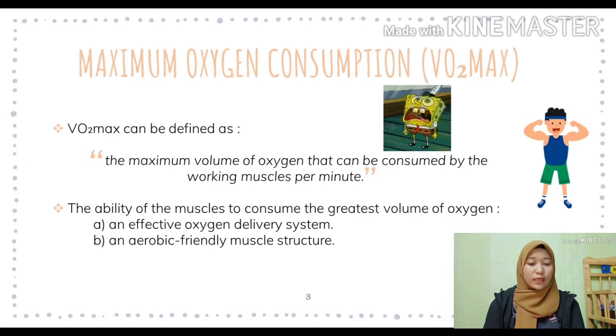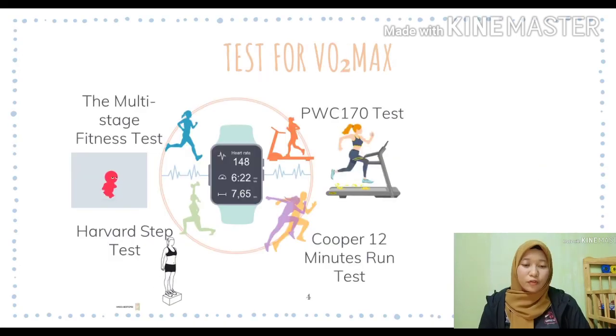Myoglobin, we know, is present in heart and skeletal muscle, and functions as a reservoir of oxygen and as an oxygen carrier. And there is a high density of mitochondria, which can be used to produce ATP via the aerobic energy system. Next is tests for VO2 max.